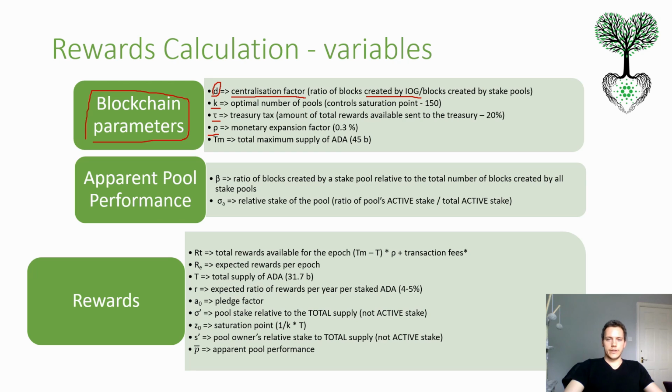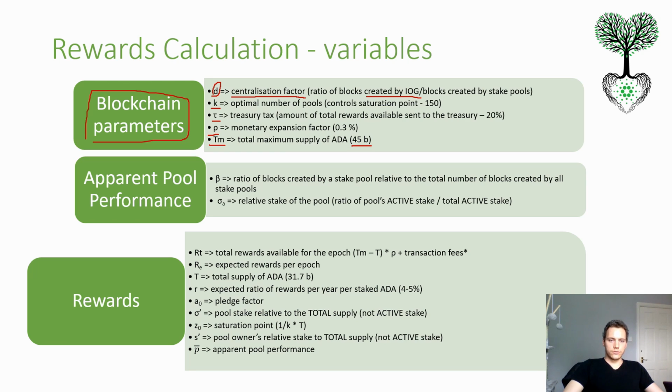The rho parameter is the monetary expansion factor. It's currently set to 0.3%, and this is basically the factor that controls how much of the Cardano reserves are going to be transferred into Cardano rewards every epoch. We'll get to that later. If it's a bit foggy now, don't worry. Just know that it controls the amount of rewards, basically. Then we have TM. I labeled it as TM, and that is the maximum supply of ADA, which is set to 45 billion. That will never change, so there will never be more than 45 billion ADA coins in circulation.